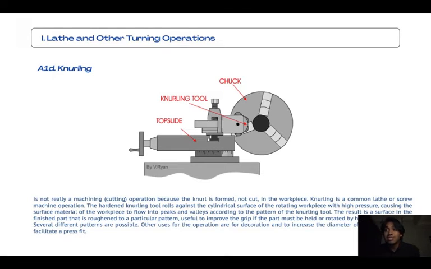The result is a surface in the finished part that is roughened to a particular pattern, useful to improve the grip if the part must be held or rotated by hand when it is used. Several different patterns are possible. Other uses for the operation are for decoration and to increase the diameter of the part slightly to facilitate a press fit.